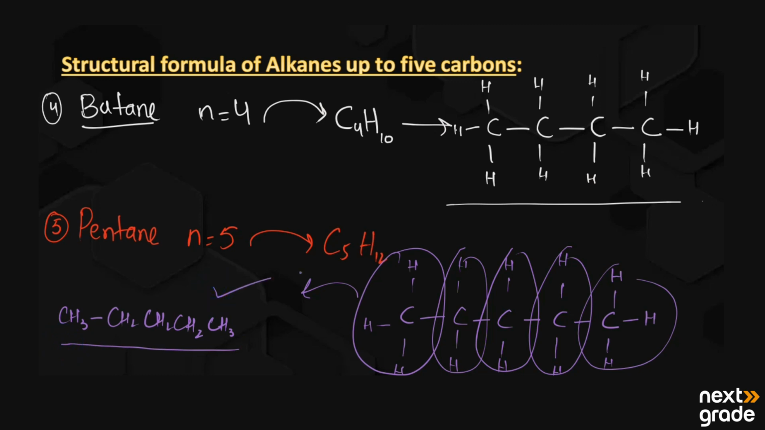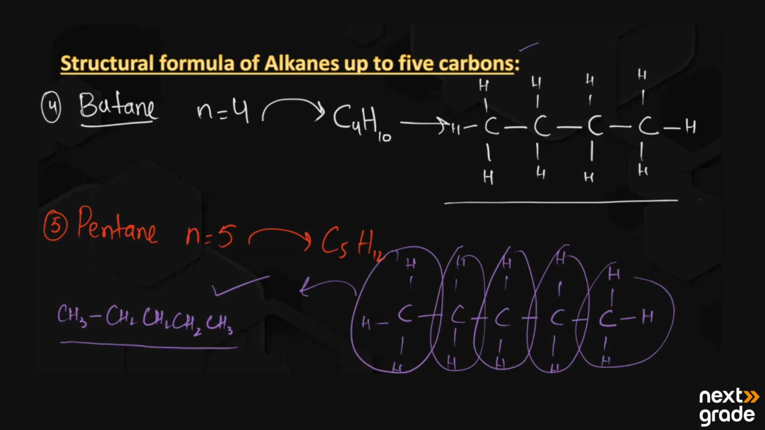So this is all about alkanes and the structural formulas of the first 5 alkanes: methane, ethane, propane, butane and pentane. I hope you understand today's lecture, and if you have any queries you can ask me in the comment section.